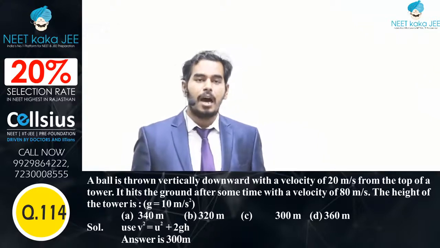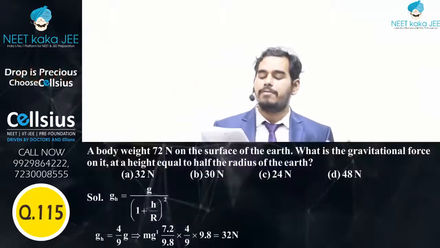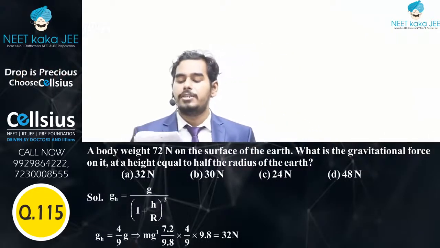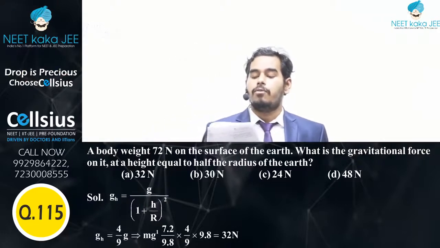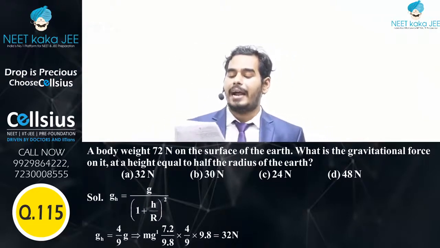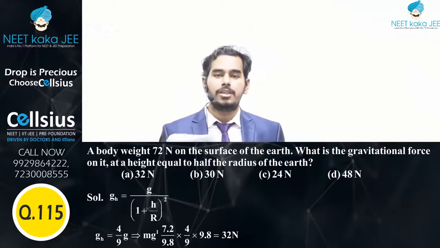Okay, now the next question is question number 115. A body weighs 72 newtons on the surface of Earth. What is the gravitational force on it at the height equal to half of the radius of the Earth?